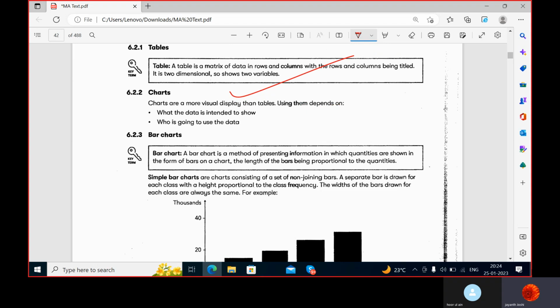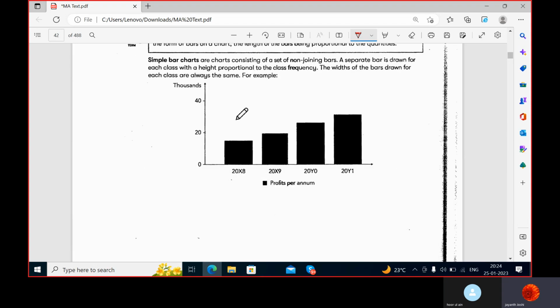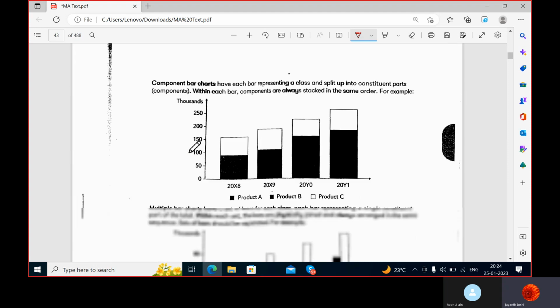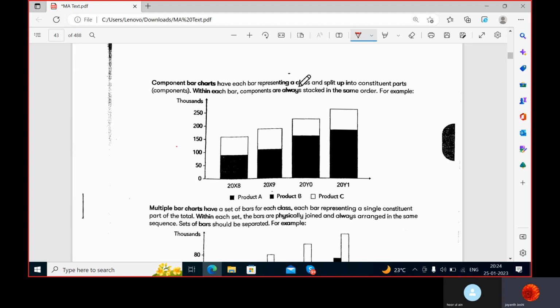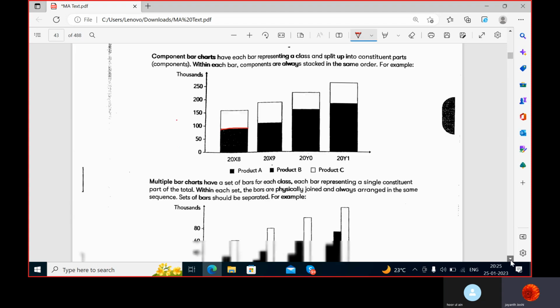And charts are nothing but more of a pictorial kind of thing. You can see the chart here. So these are the years and these are maybe some revenue, some production or something in thousands they have put. Anything, you can make it anything. See, this is cool stuff, correct? And yes, component bar charts are made in this way. Each bar represents a class and is split up into constituent parts, components within each bar. Components are always stacked in the same order, for example. So they made this, like they have the space for this much. This much is occupied, let's say. Can we do that? Yeah, so it goes till here, but this much is occupied, like that we can say.